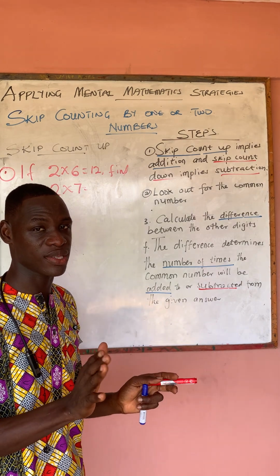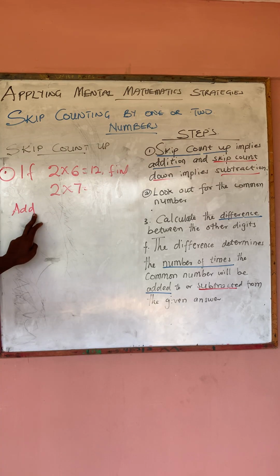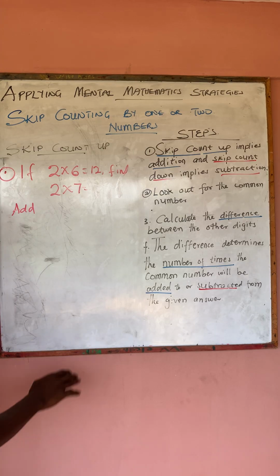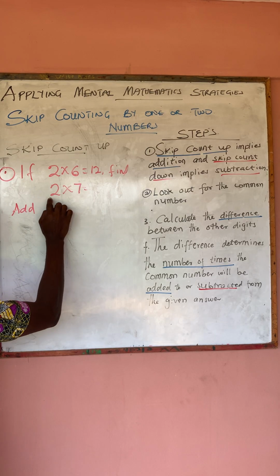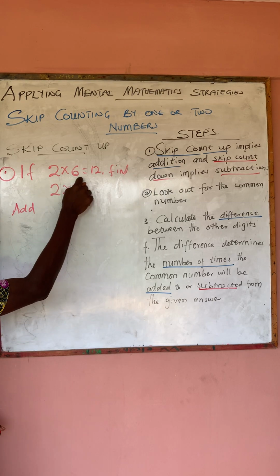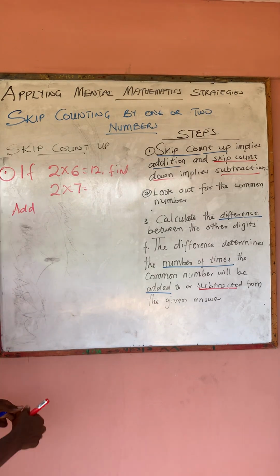I hope you understand it. So skip count up implies that you are going to add, so we add. Step 2 says look out for the common number. What is the common number between 2 times 6 and 2 times 7? And that is 2. We have 2 in the first expression, 2 in the second expression, so 2 is the common number. So we add 2.